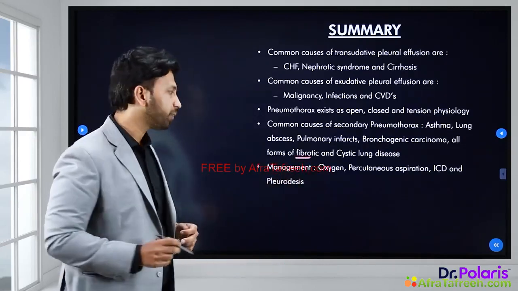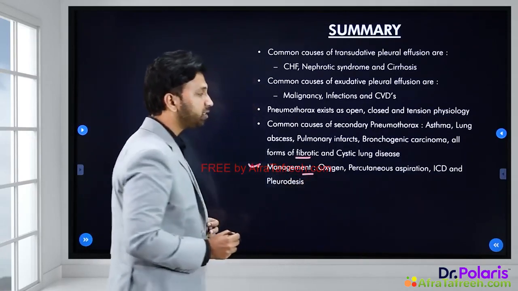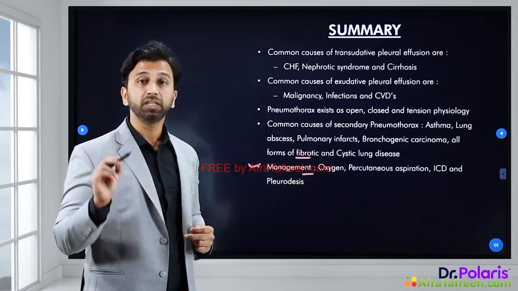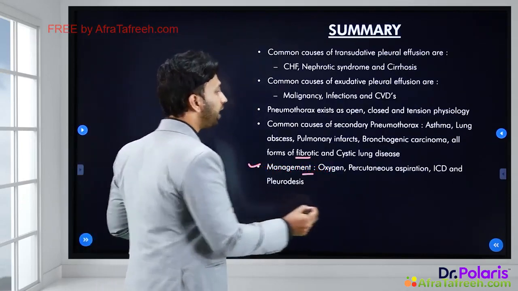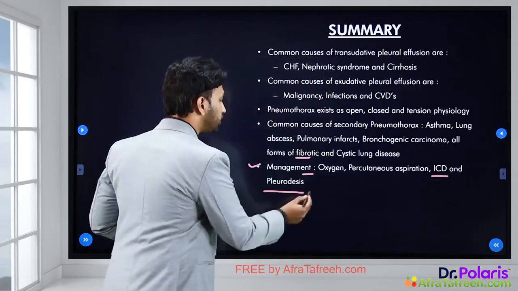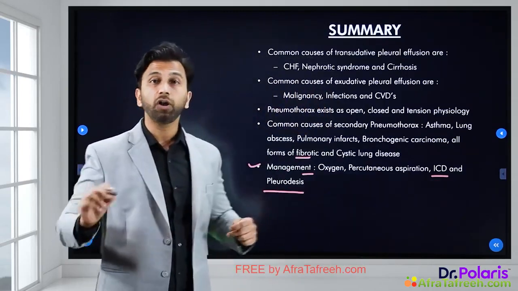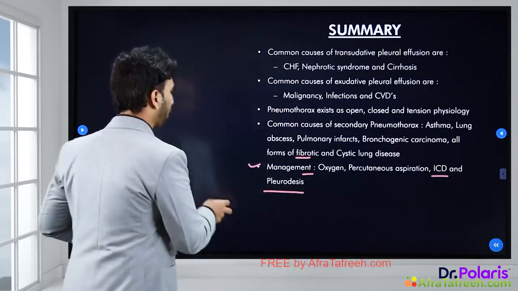Management of pneumothorax includes oxygen supplementation, percutaneous aspiration, especially in individuals suffering from tension pneumothorax, and implantation of an intercostal drainage tube or pleurodesis for a second episode of any pneumothorax or a first episode of secondary pneumothorax. So this brings us to the end of our learning on disorders of pleura.